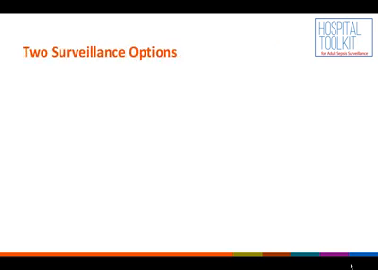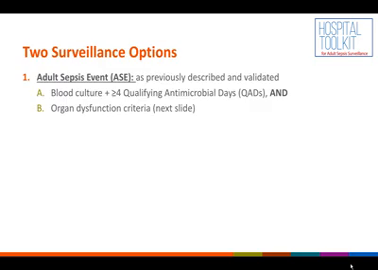We actually offer two options for tracking sepsis events. The first is the adult sepsis event, as previously described and validated, that relies on the presence of a presumed blood culture and at least 4 days of new antimicrobials, and the organ dysfunction that we've highlighted previously.